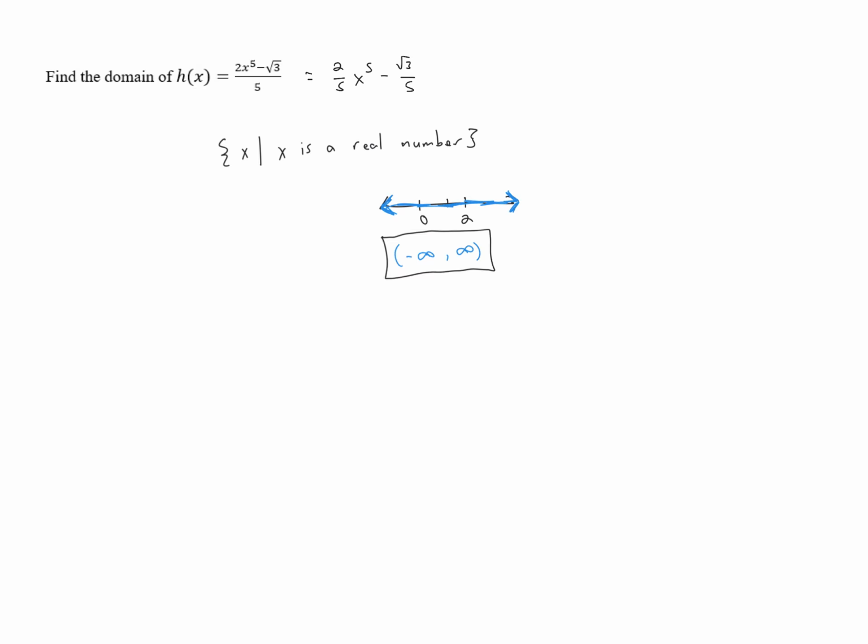Whenever we have all real numbers for our domain, that means all the way from negative infinity to positive infinity.